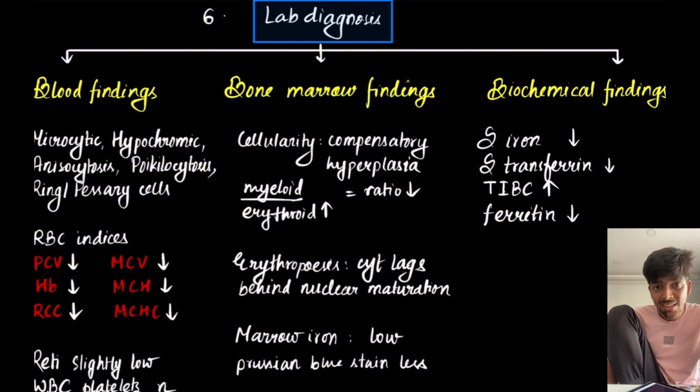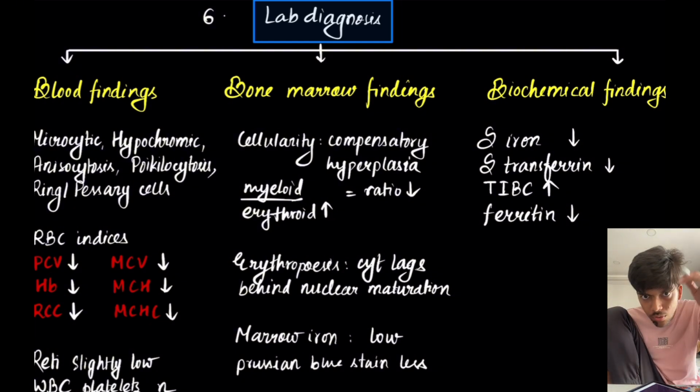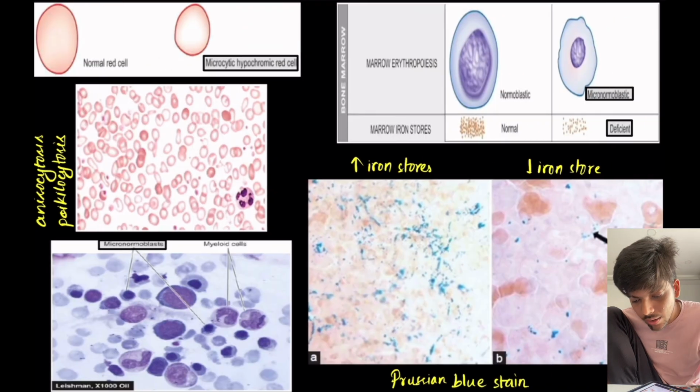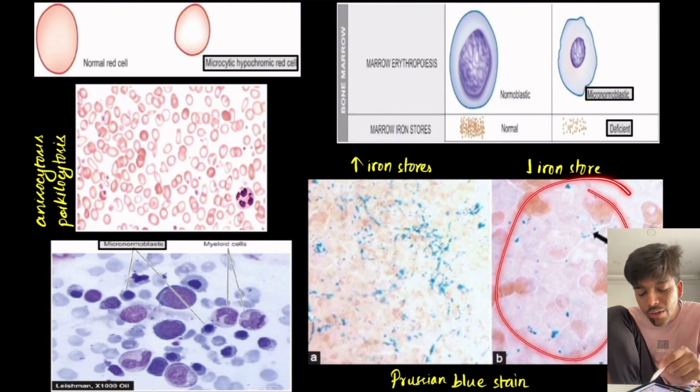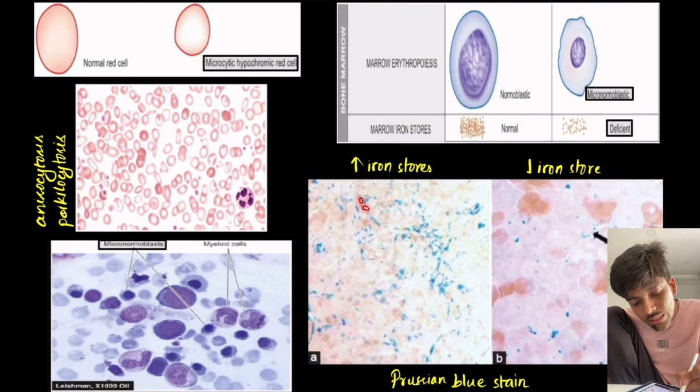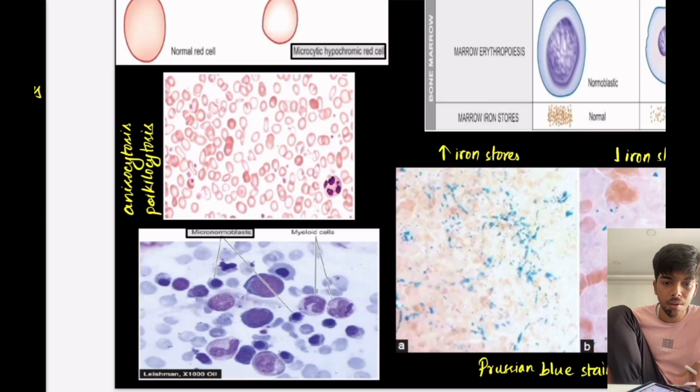Then marrow iron. Since there is decrease in level of iron, obviously the iron stored in the bone marrow also decreases. Iron in bone marrow is detected with the help of a special stain called Prussian blue stain, which stains iron blue in color. Since there is decrease in iron level, there is also decrease in Prussian blue stain. Let's look here. This is your normal iron store in bone marrow. This is your reduced iron store in bone marrow. You can see lots of Prussian blue stain. You can see scanty Prussian blue stain.